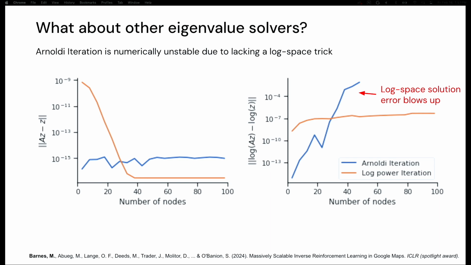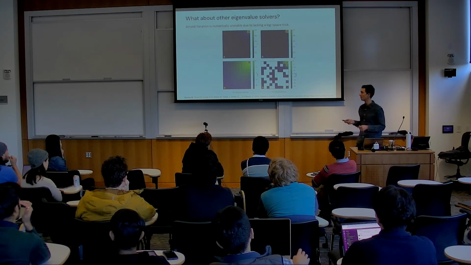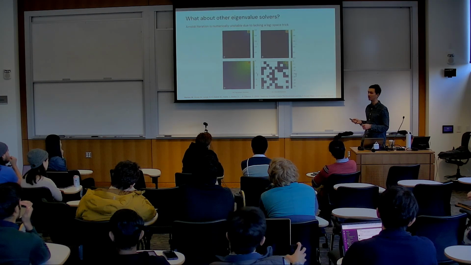So you can see here that even on very small MDPs, Arnoldi iteration becomes numerically unstable even around 40 states. So this is on trivially small graphs. It becomes a problem. And if you visually inspect what's happening here, I should have put some better labels on this. The left column is power iteration. The right column is Arnoldi iteration. At the top, you can see the solution in the linear space, and then the solution in the log space on the bottom. You can see how things are pretty boring in the linear space up here, right? Everything's pretty close to 0. You really don't start to see signal until you look in the log space here.